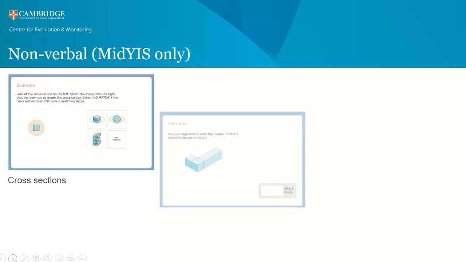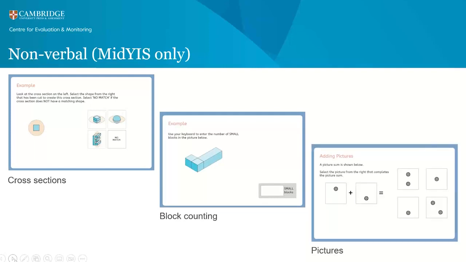And just some more examples of non-verbal questions from the mid-year assessment. So we've got cross sections where you're presented with an image and you've got to decide what the cross section might look like if you cut it in half. We've got images where you've got to decide how many blocks it's made up of, in terms of small blocks or large blocks, even if you can't see all sides of the image. And also we've got some picture questions as well, where you've got to select from the right the image that would complete the picture sum.